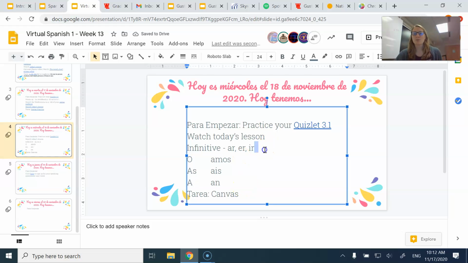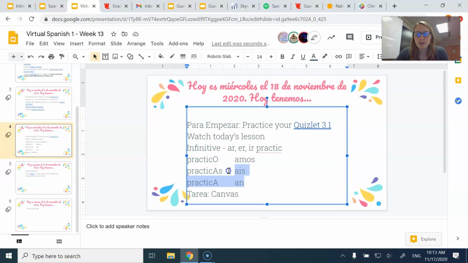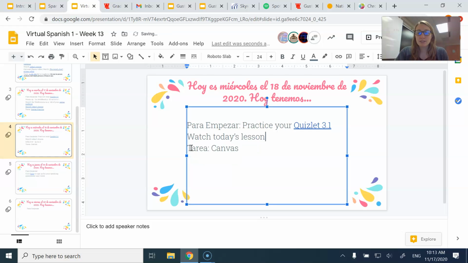So for example, if I have the word practicar, I'm going to take off the AR, and I'm going to add these endings. So practico, practicas, practica, practicamos, practicáis, practican, etc. Right? And this means yo, tú, él, ella, usted, nosotros, vosotros, and ellos, ellas, ustedes. So hopefully we remember all that from the past. If not, you might want to review that. That was from our Unit 2.